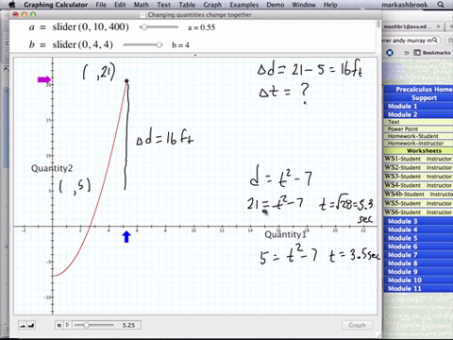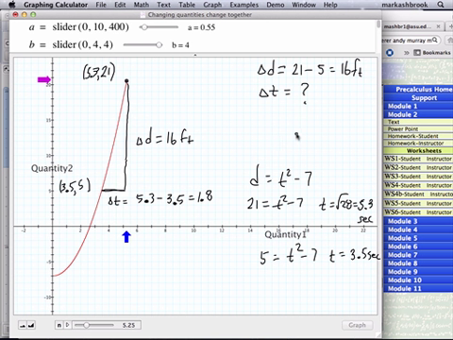So, by plugging 21 into the distance, we get the time that it took to get to 21 feet north of the restaurant. And then by plugging 5 in, we get the time to get 5 feet north of the restaurant. What's the change in time? 1.8. Remember, the change in time will be represented by this horizontal line. 5.3 minus 3.5 is 1.8.